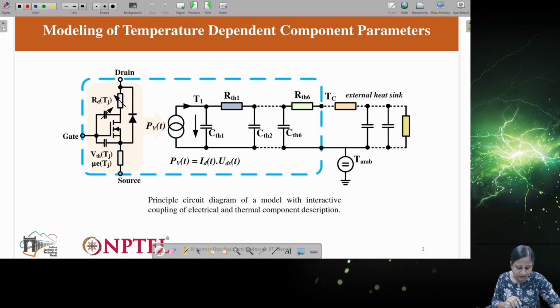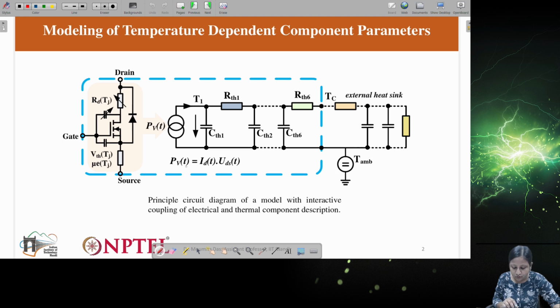You can see here on the left side the device is given. This device is now modeled using different resistances and capacitances, RTH1, CTH1, like this up to RTH6, CTH6. These are the different combinations of resistances and capacitances. And from the device what we can get? We can get the power loss component.